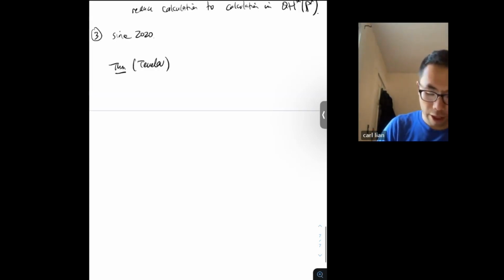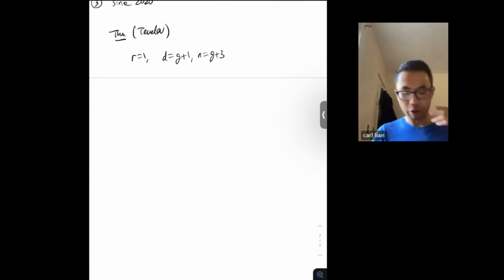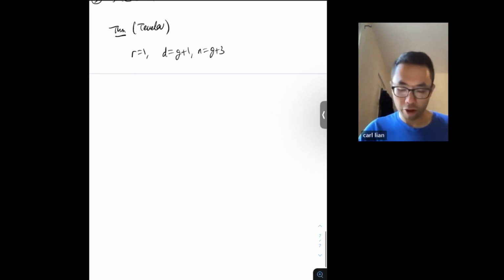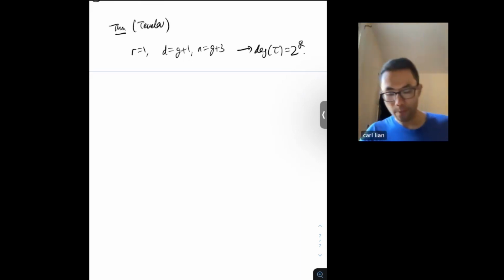So what he found is that for P1, if you take the genus to be arbitrary, the degree to be G+1, and the number of marked points to be G+3. So this is counting maps of a genus G curve to P1 of degree G+1 with G+3 conditions. Then the degree of tau is again 2 to the G.